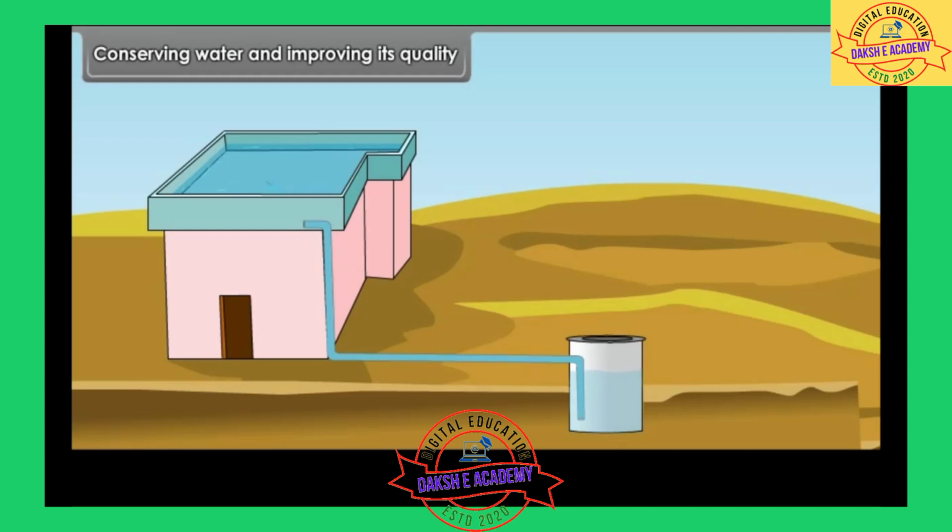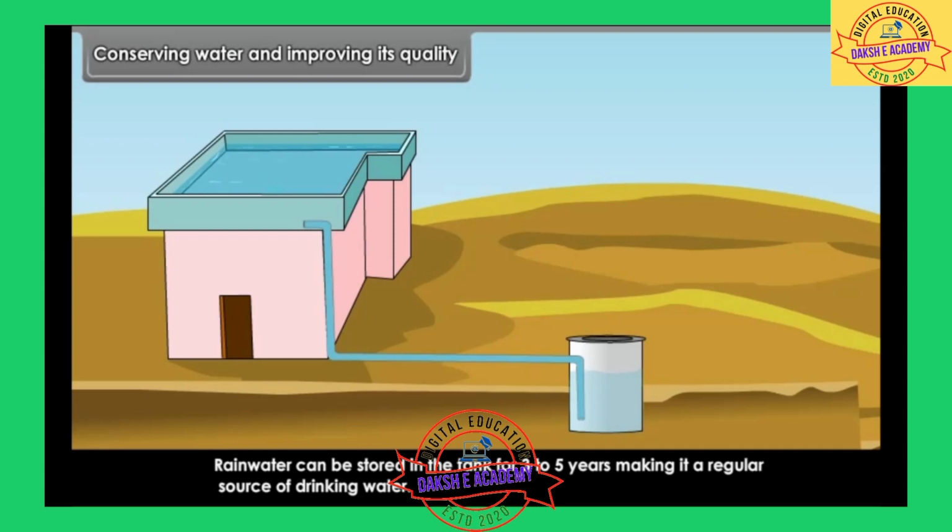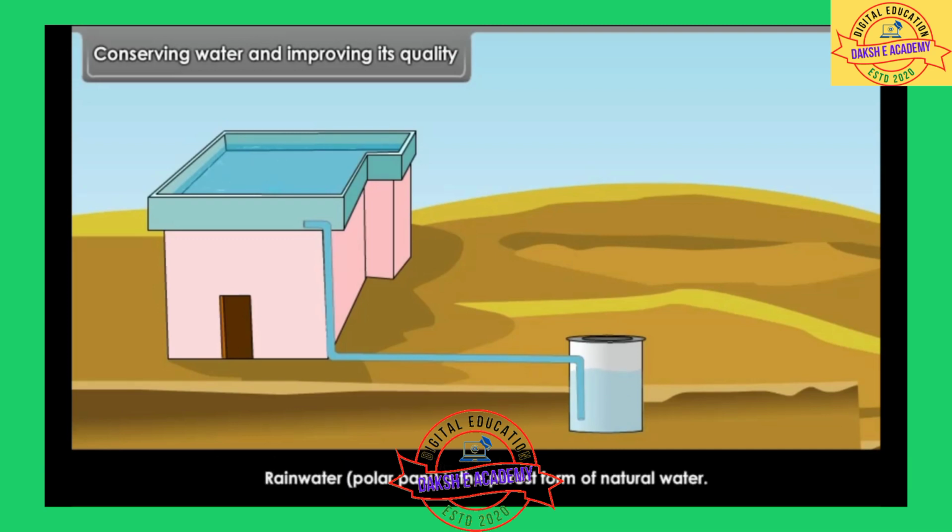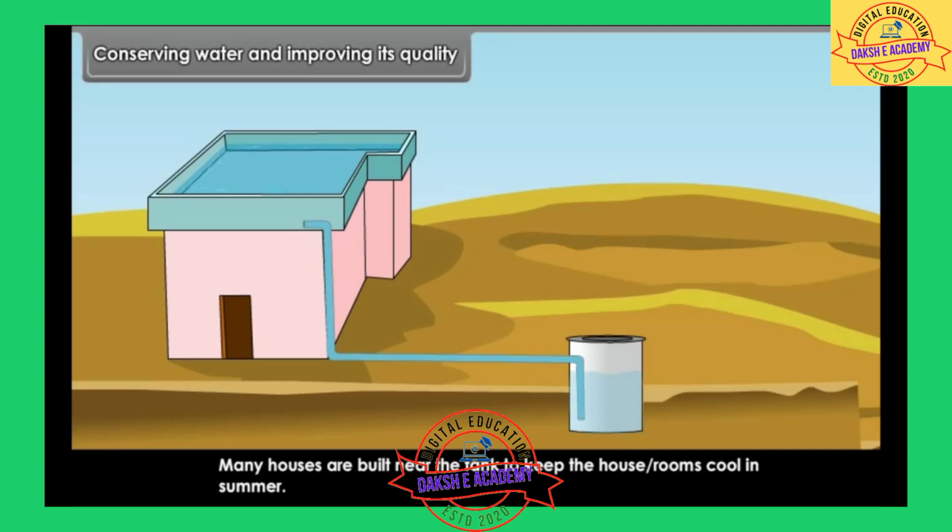Do you know? Rainwater can be stored in the tank for 3 to 5 years, making it a regular source of drinking water. Rainwater, paalar paani, is the purest form of natural water. It is often used to cure ailments of sick people. Many houses are built near the tank to keep the house or rooms cool in summer.